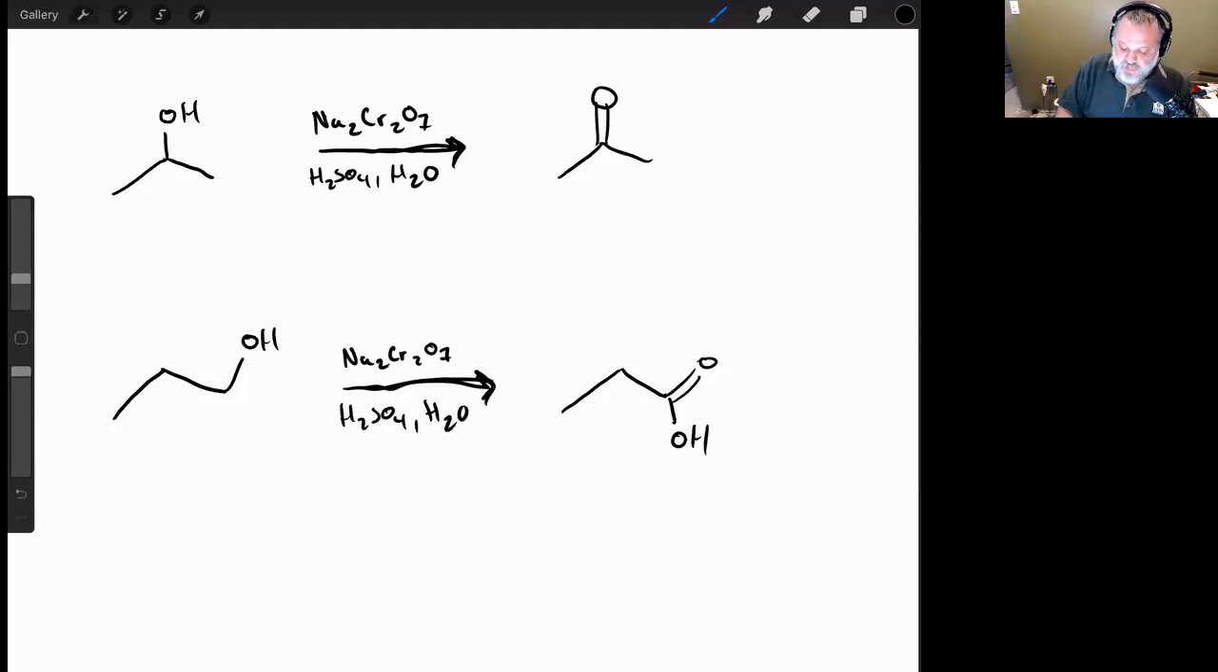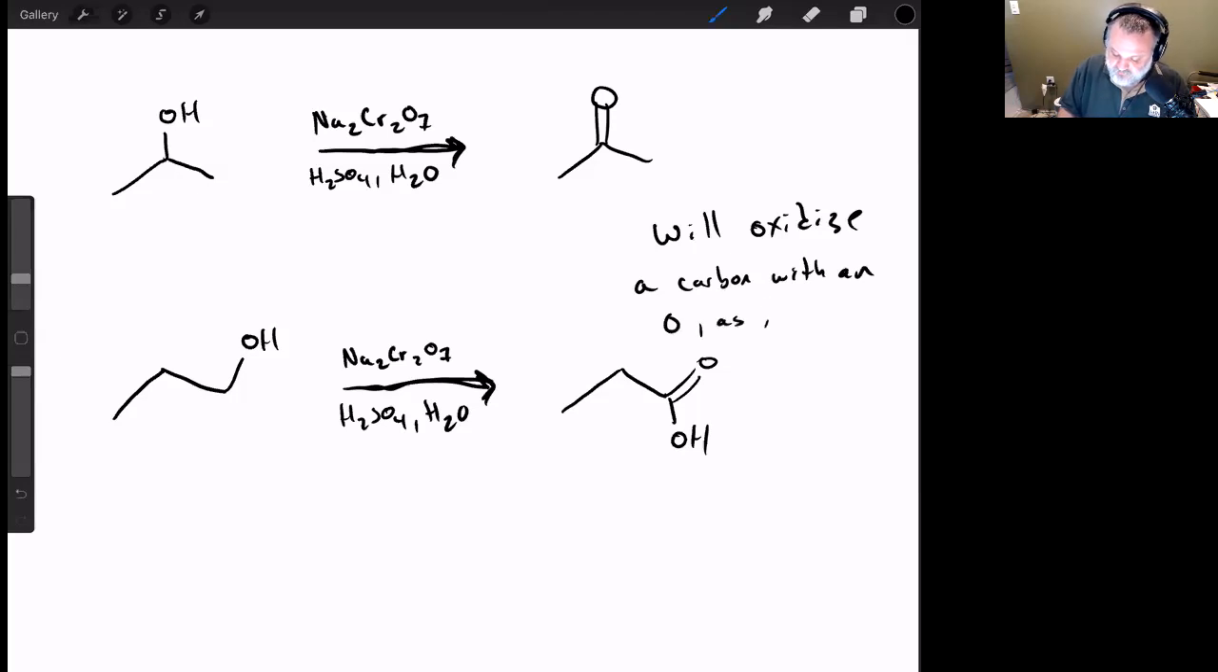And it will oxidize a carbon with an oxygen as far as it can. So let's take a look. In the first case, it's a secondary alcohol. The secondary alcohol can get one more bond to an oxygen to form a ketone.